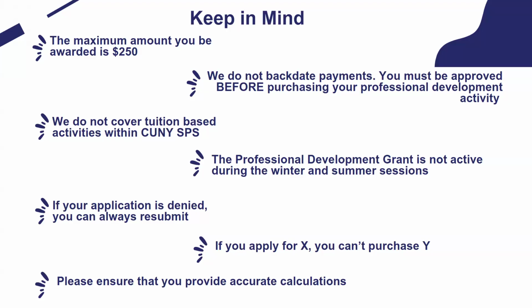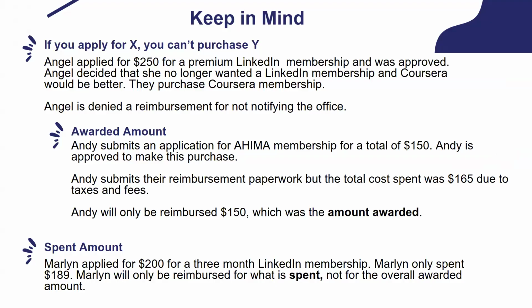If you do, you must notify us. You must submit a new application. If you decide I no longer want the LinkedIn premium membership, that's fine. Just submit a new application and let us know that you will no longer be utilizing the grant for the LinkedIn membership and you want a Coursera membership instead. Otherwise, your reimbursement will not be granted to you. And please ensure that you provide accurate calculations of everything that you submit. Again, I've mentioned this before.